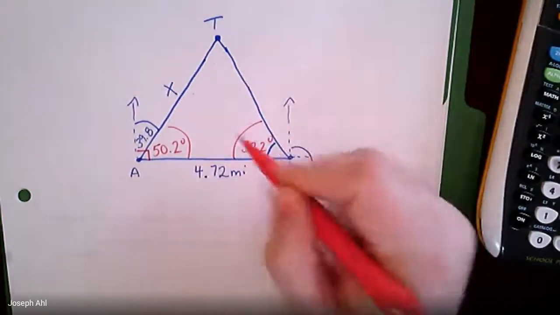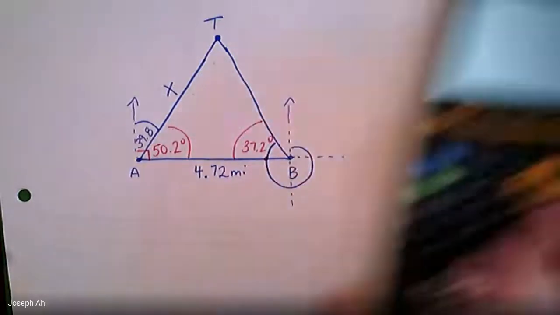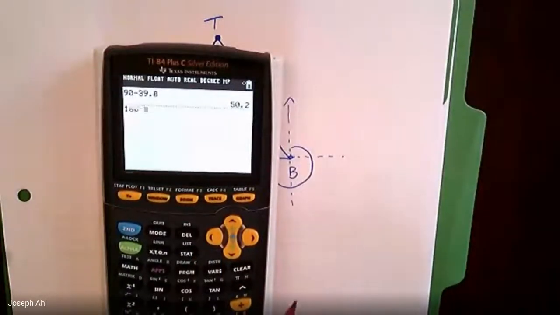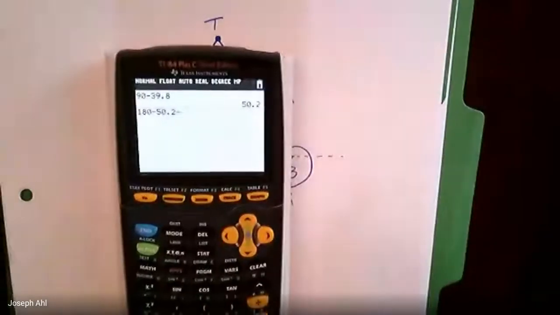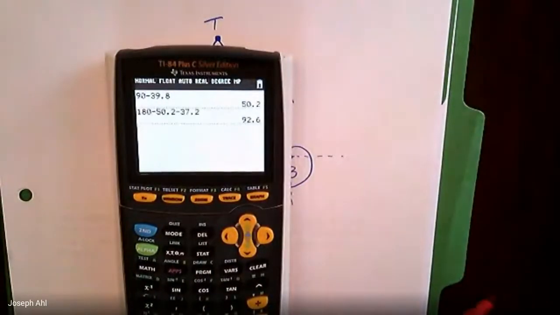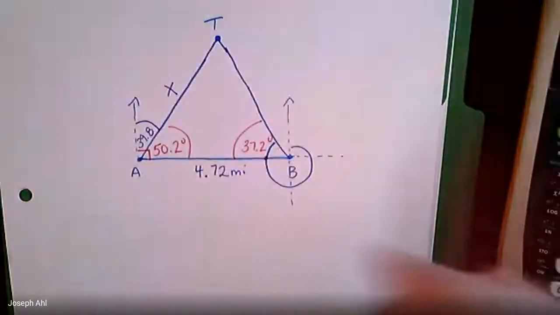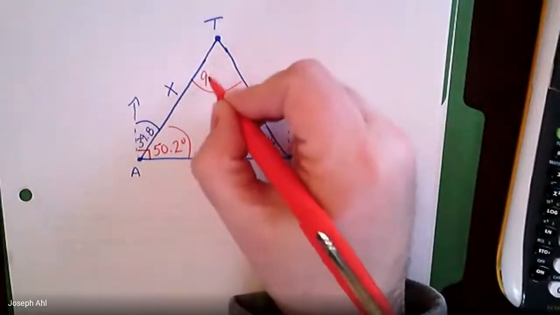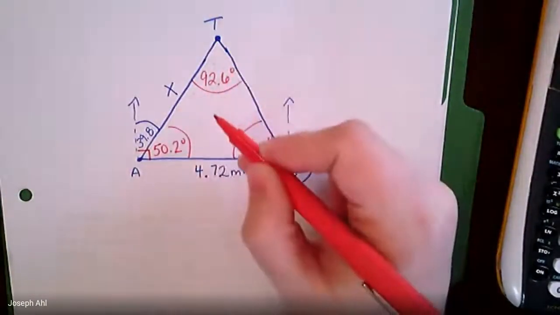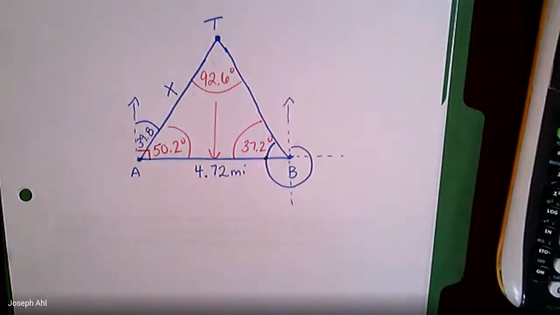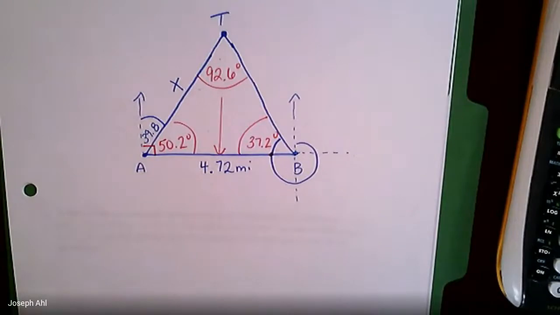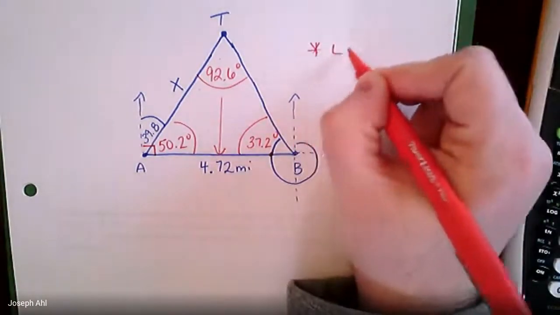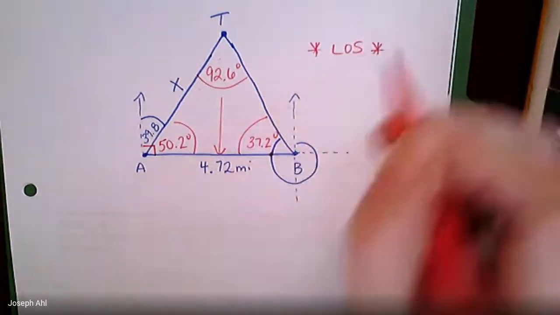And if I know two angles in the triangle, well, I could definitely find angle T by doing 180 minus 50.2 and minus 37.2 to get 92.6 is what's left up here. And I really did need that angle because it's across from this side right here. So when you have as many angles as we have, typically it's going to be a law of sines case, and we should have enough info.